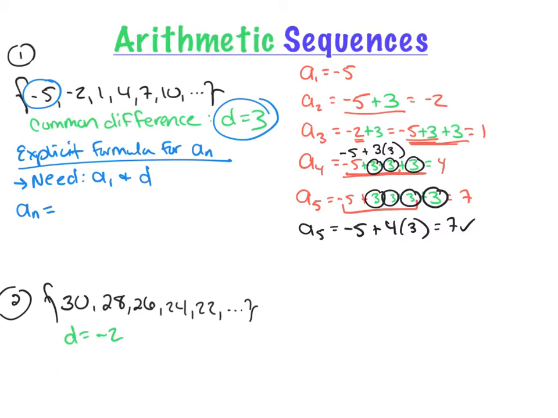A sub 3 was, oh, I made a mistake. A sub 3 was, oh no, I didn't. I just wrote it in the wrong spot. A sub 3 is -5 plus 2 3s.